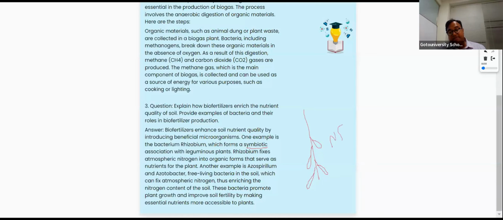Plenty of nitrogen fixing bacteria is growing. Are you getting my point or not? So plenty of nitrogen fixing bacteria are growing along the root nodules of the leguminous plant, and these bacteria do the conversion of atmospheric nitrogen to nitrate, so plenty of nitrite and nitrate are formed. This helps the plant root to take up this nitrate.